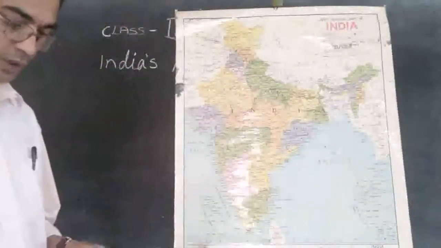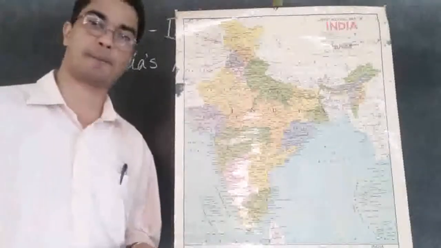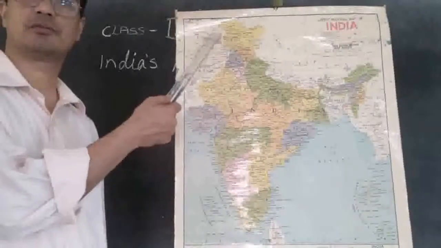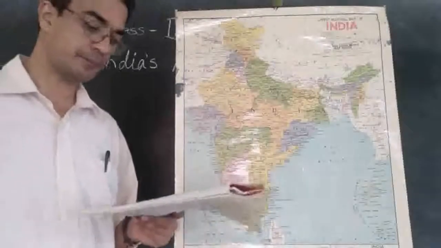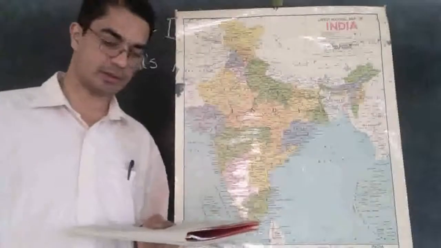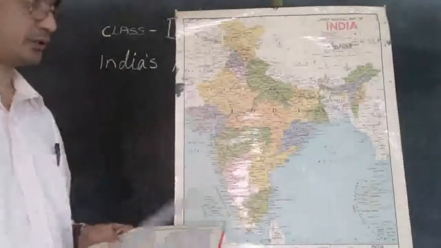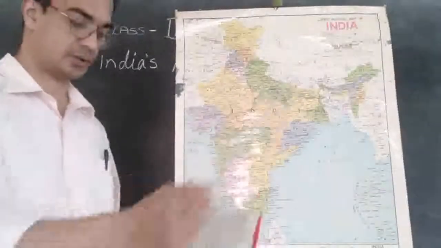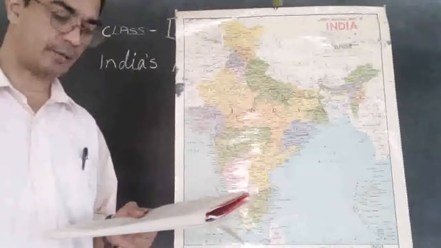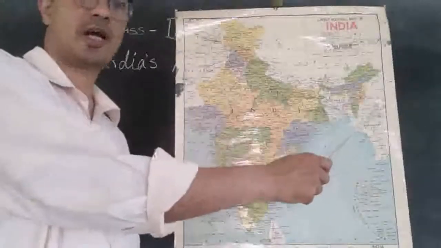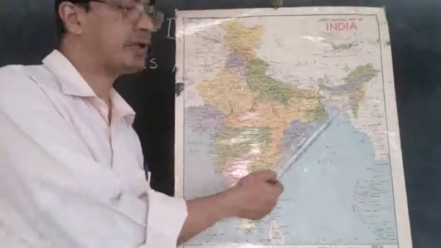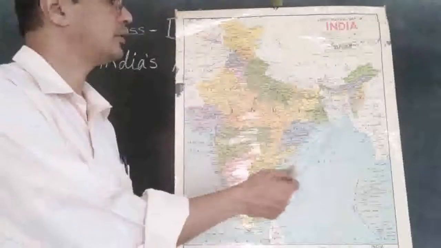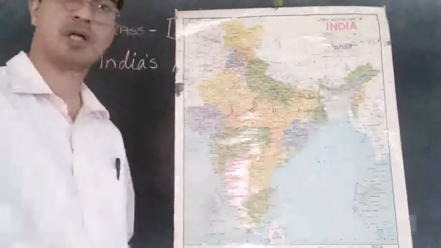India shares its land boundaries with Pakistan and Afghanistan in the northwest. So in the northwest we have Pakistan here, Afghanistan here. Two countries are here in the northwest. Then we have China or Tibet, Nepal, Bhutan in the north. So three countries are here in the north. Then we have Myanmar and Bangladesh in the east. It is in between our country, we can say. Bangladesh also was part of India, but after independence it became East Pakistan, and later they got independence and became Bangladesh.